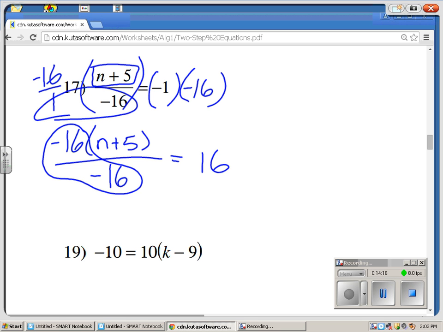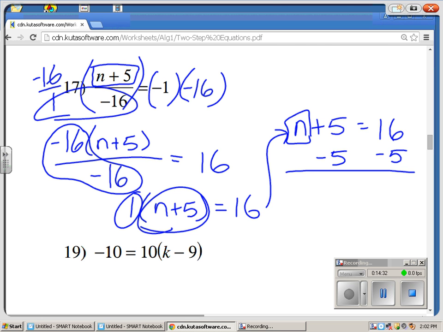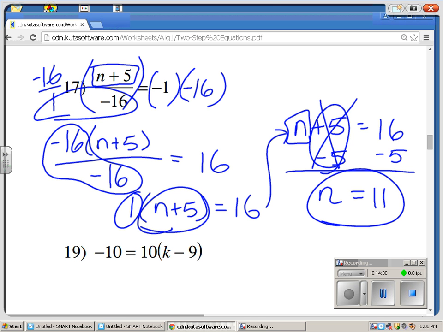Negative 16 divided by negative 16 equals 1. And if you multiply 1 times n plus 5, we just get n plus 5. And then the final step is to subtract 5 from each side. The inverse of addition is subtraction. We have a 0 pair here. And the final answer is n equals 11.